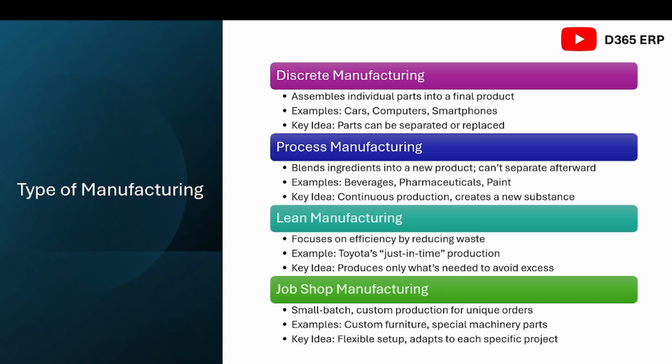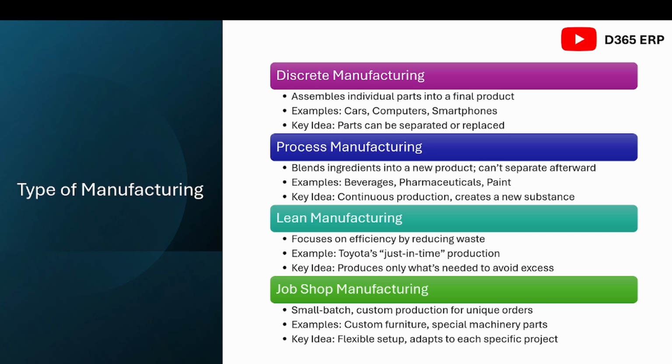In discrete manufacturing, even after manufacturing one product, we can separate its components again. That is the main difference between discrete manufacturing and process manufacturing. Process manufacturing is used for things like chemicals, beverages, and pharmaceuticals, with the pharmaceutical industry majorly using process manufacturing. So these are examples of process manufacturing.